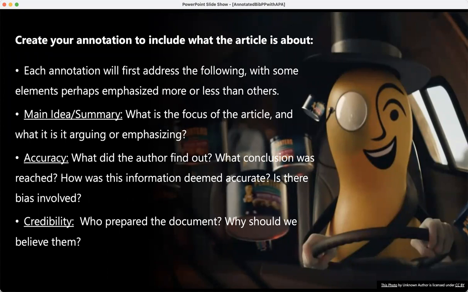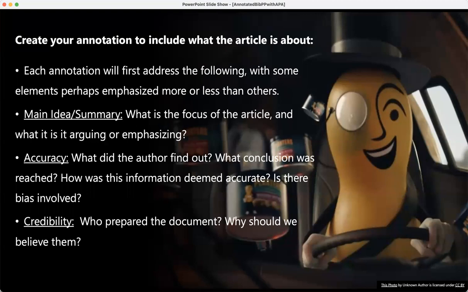Each annotation is going to do two different things. The first thing it's going to do is address the main idea or the summary, the focus of the article. What's the article emphasizing? What is the article arguing? Why are you using it? What in the article is important?